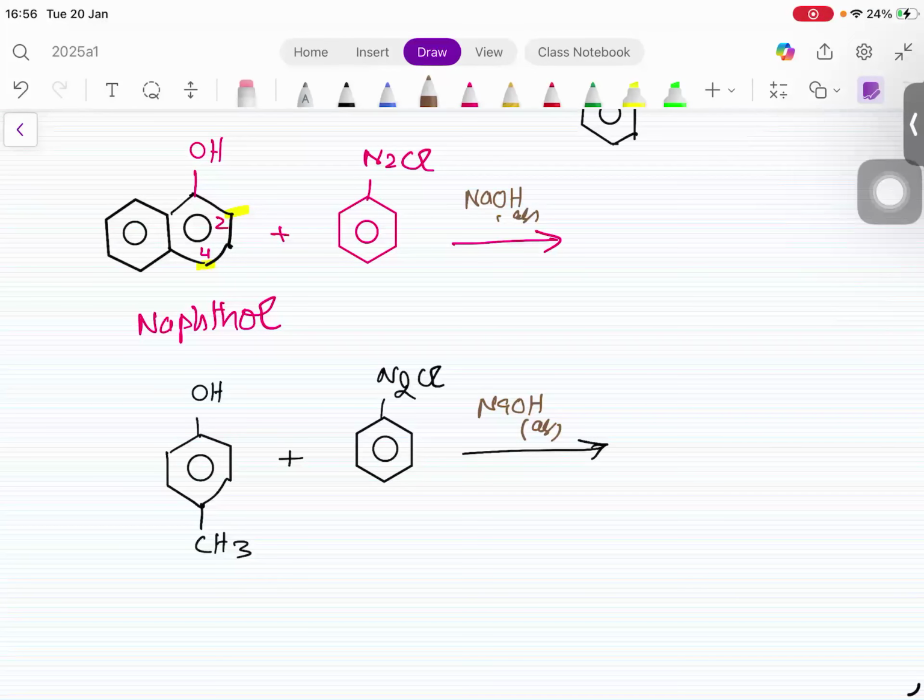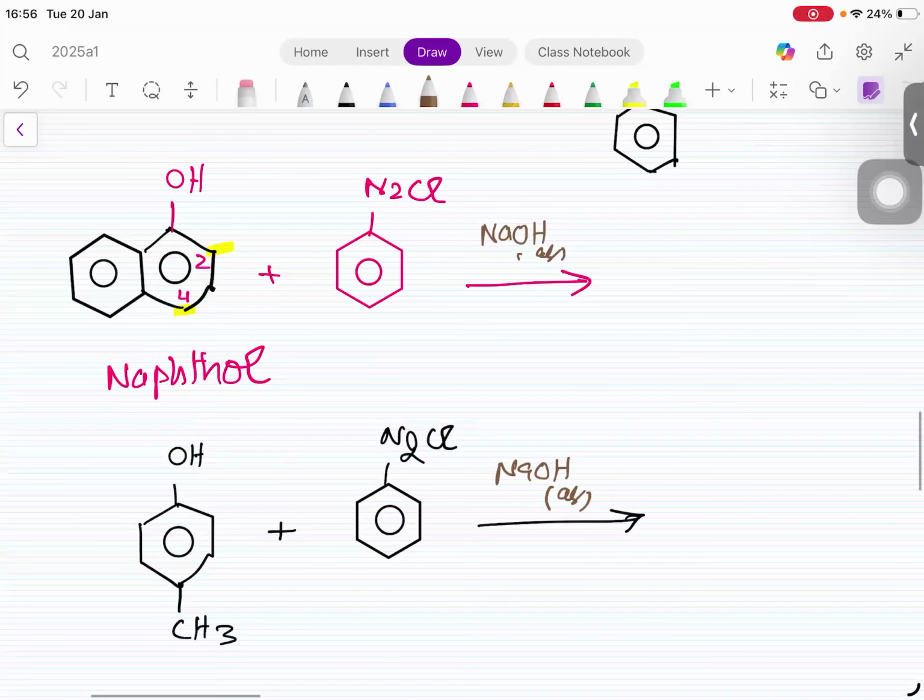In the second one, it will substitute the H from the benzene ring, the side chain down on the benzene ring. Let me explain. The first one, either carbon number 2 or carbon number 4, the hydrogen is replaced. Now I'm not going to draw that thing.